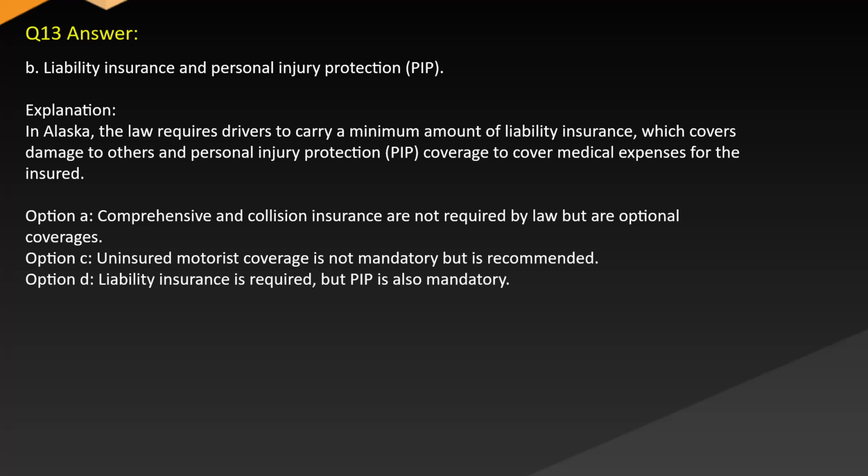Option A: comprehensive and collision insurance are not required by law but are optional coverages. Option C: uninsured motorist coverage is not mandatory but is recommended. Option D: liability insurance is required, but PIP is also mandatory.